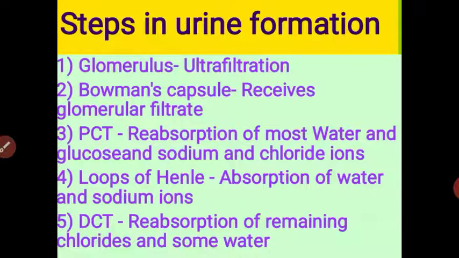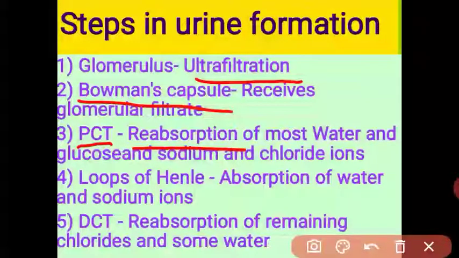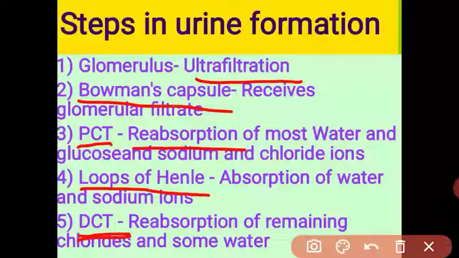See the steps. First, in the glomerulus there is ultrafiltration. The glomerular filtrate is received by the Bowman capsule. Then the glomerular filtrate, which contains glucose, sodium and chloride ions, is reabsorbed in the PCT. Then the filtrate passes through the loop of Henle, where water and sodium ions are absorbed, and the remaining filtrate enters the DCT. At that time the osmoregulation process is carried out.